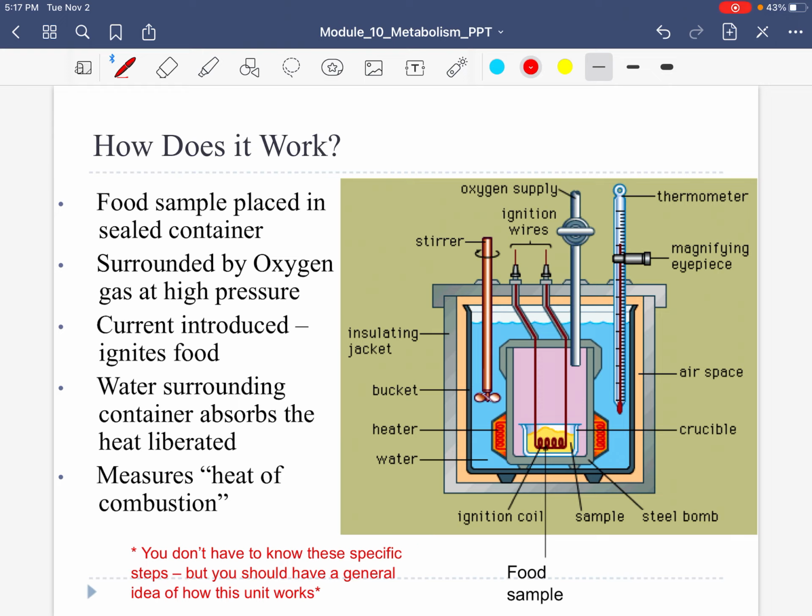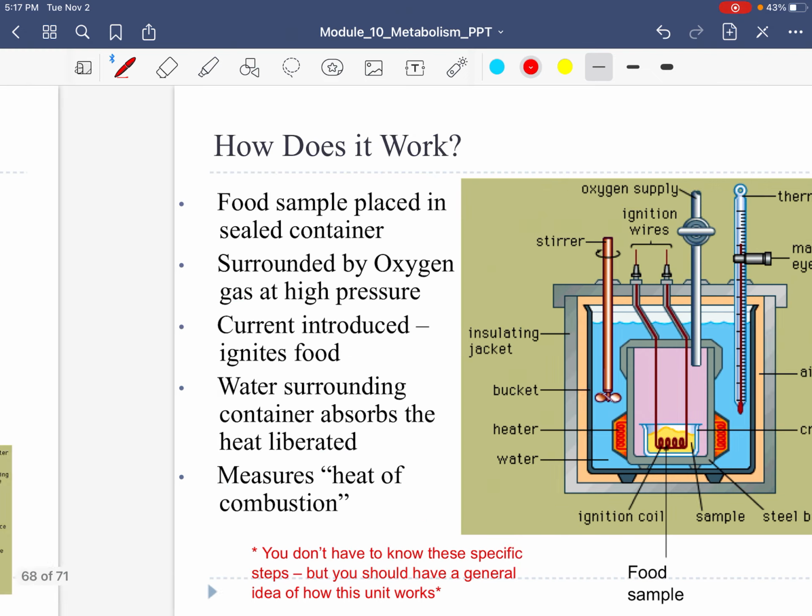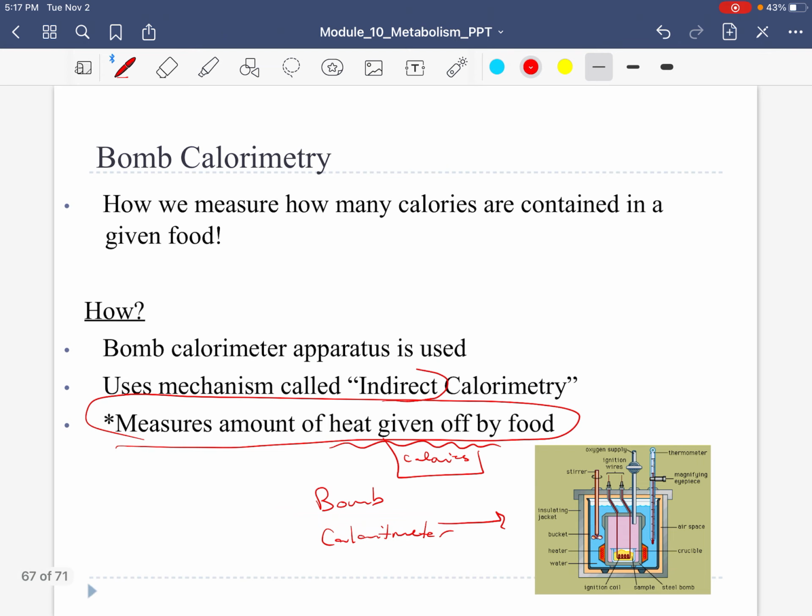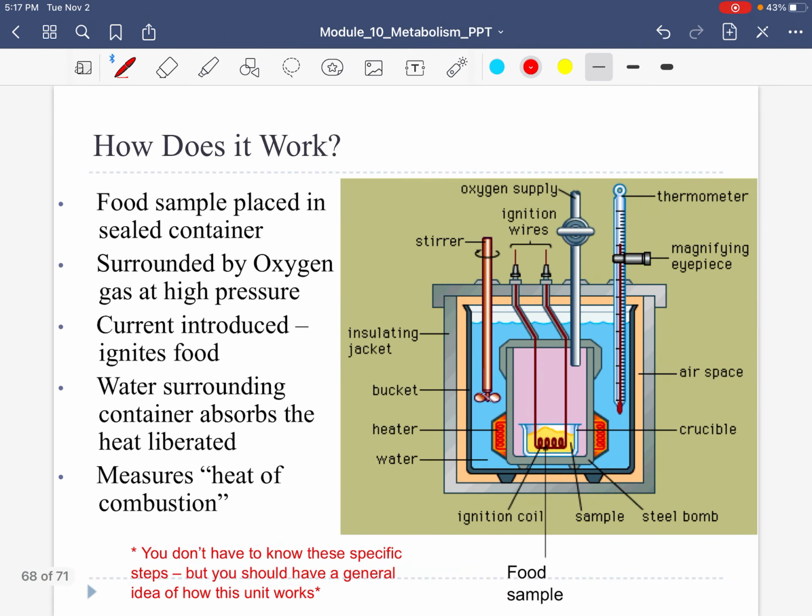Honestly, this is what companies will use. When McDonald's has to supply the FDA with the number of calories in a Big Mac, they'll hire a lab who puts the Big Mac in this unit, a bomb calorimeter, and they measure the amount of calories. So this is how it works. This is an example of indirect calorimetry. As we said earlier, it's indirect.